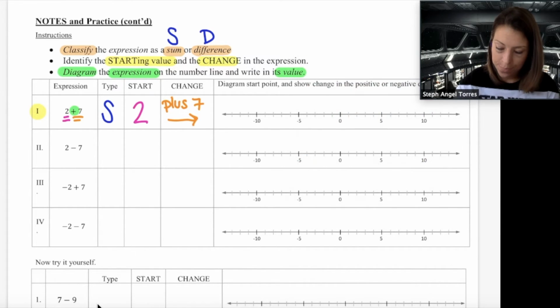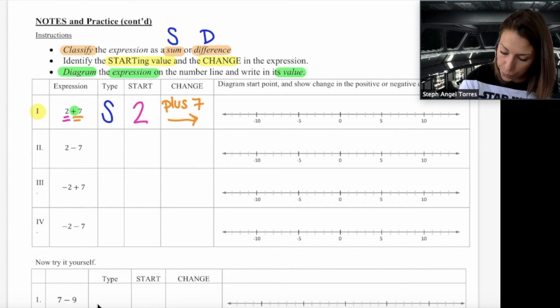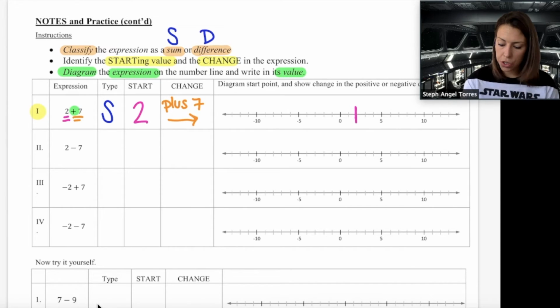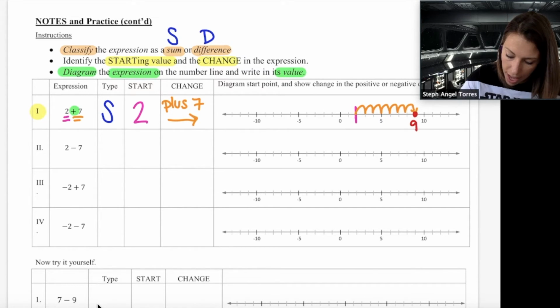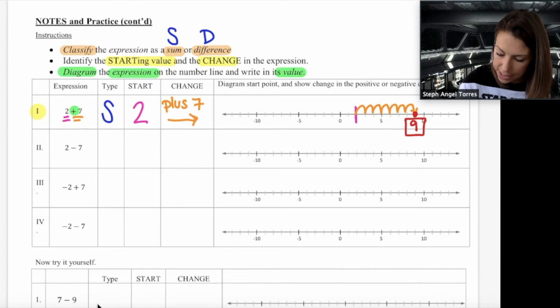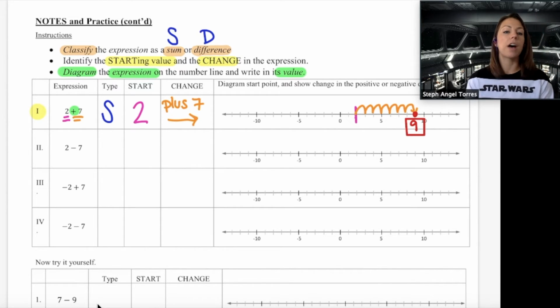So let's diagram. I'm starting at 2, 0, 1, 2. I'm doing plus 7 as my change, so I'm heading to the right 7. 1, 2, 3, 4, 5, 6, 7. And where did we end up? We ended up at 9. So I'm going to put a box around my answer because 9 is the final value of the expression. And you probably knew that because 2 plus 7 is just adding positive integers, and we can usually do that in our heads. So go ahead and try Roman numerals 2, 3, and 4, just in these tables, 2, 3, and 4, on your own.